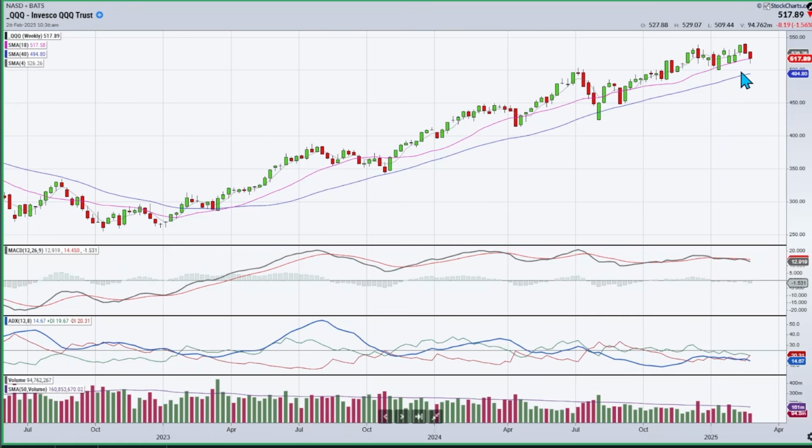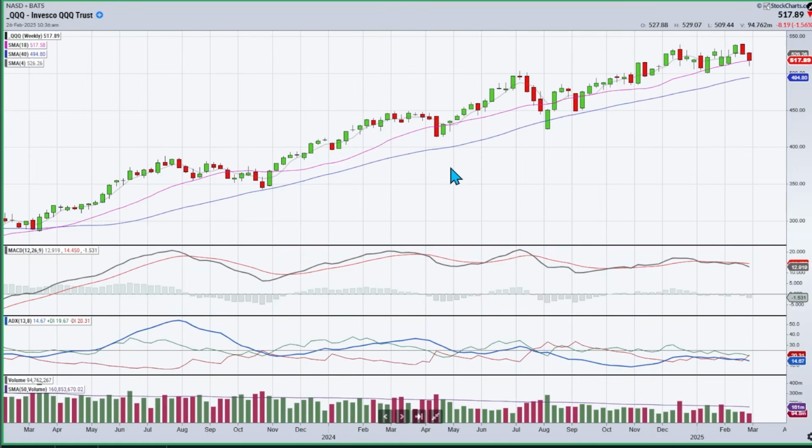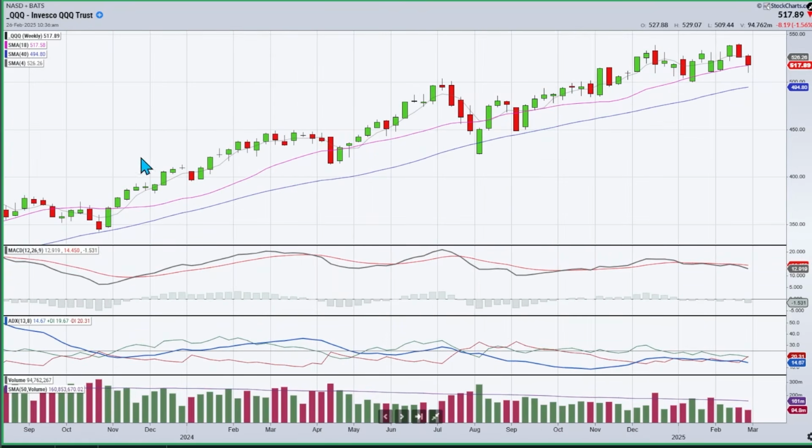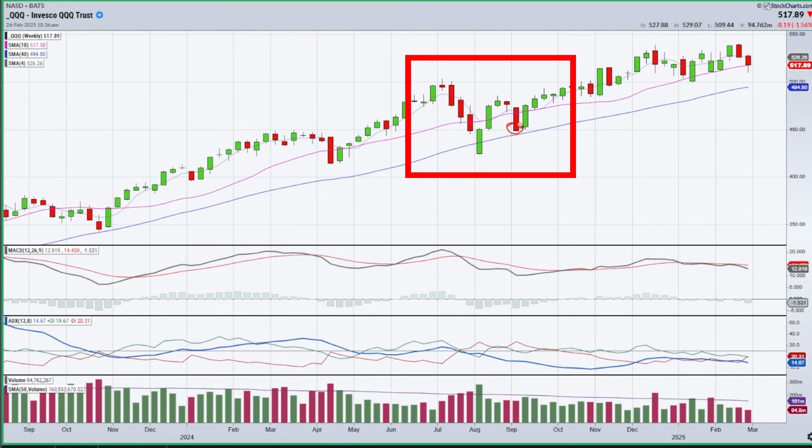So these are all concerning things, but what I've been saying for a while is that we need to break the 18-week. You can see where this actually came down, and I wouldn't consider this a true break because we didn't follow through below the low of the bar that broke, right? So we got up, we made a higher low here, we got kind of up and going.